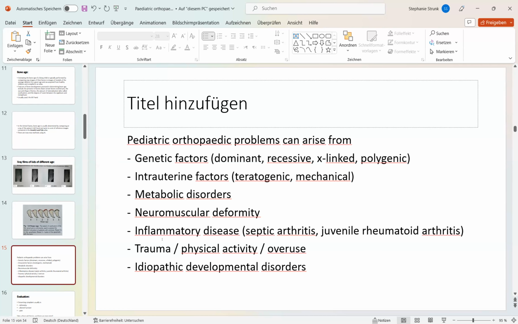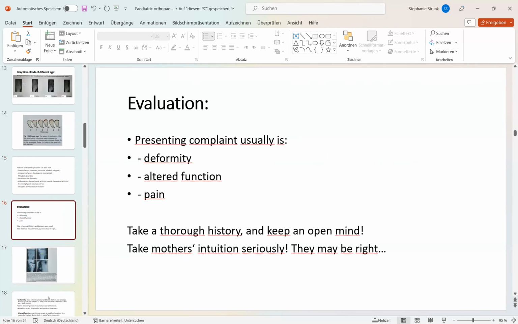Then, of course, there's trauma. There's physical activity and overuse. A lot of boys doing very much into sports, football, training every day, and overuse problems might happen to them. And there are idiopathic developmental disorders. This is one of the specialties of pediatric orthopedics, to treat those. So what is the evaluation? What do you need to look for? The presenting complaint usually is one of the following. It's either deformity.